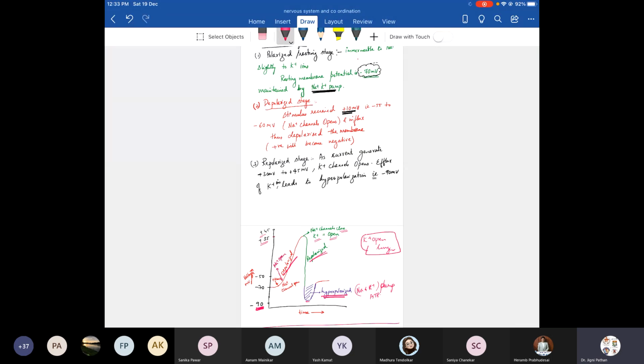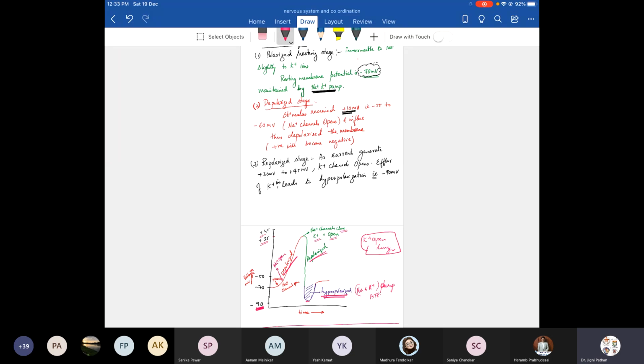When minus 70 is changed by plus 10, how much will it be? Minus 50 to minus 60. At this range, what will happen? Sodium channels open, which are present on the axolemma. When sodium channels open, look into the diagram. The sodium will move inside from ECF to ICF.